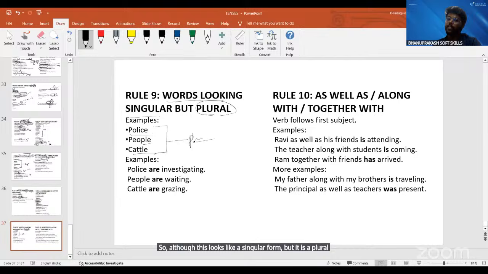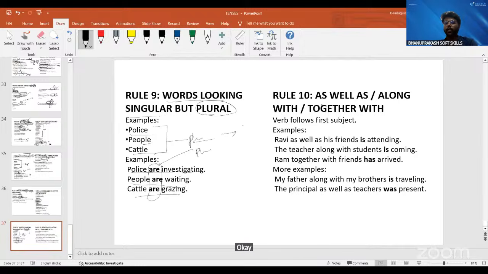So plural subjects will take the plural verb forms only. That's why police are investigating, people are waiting, cattle are grazing. Here all these are plurals.